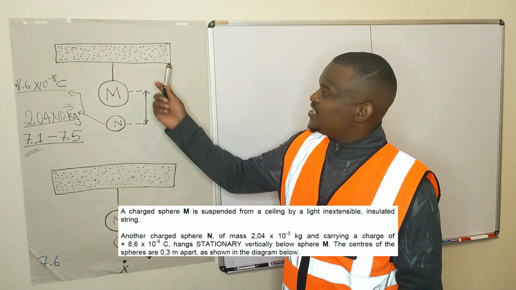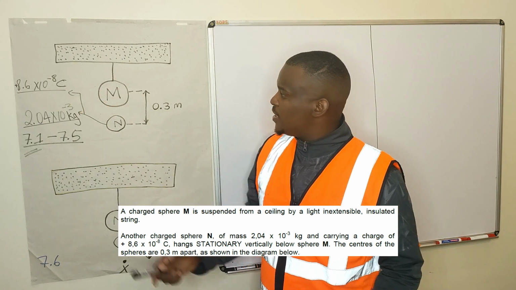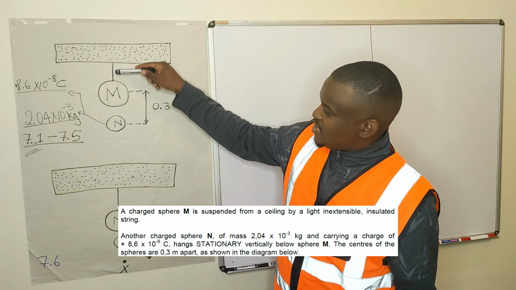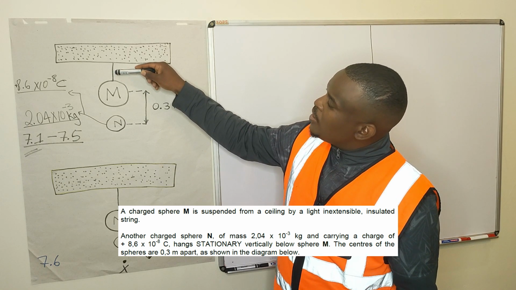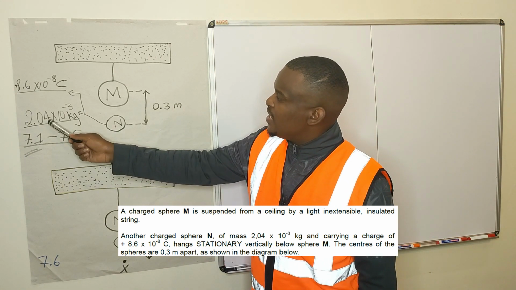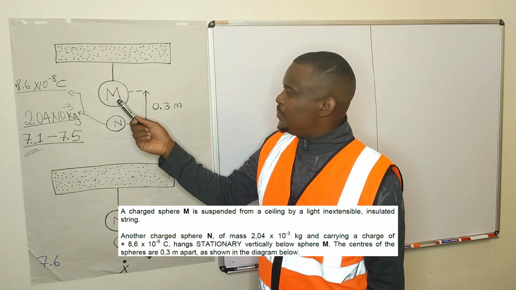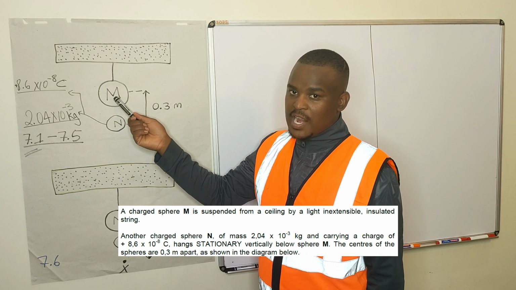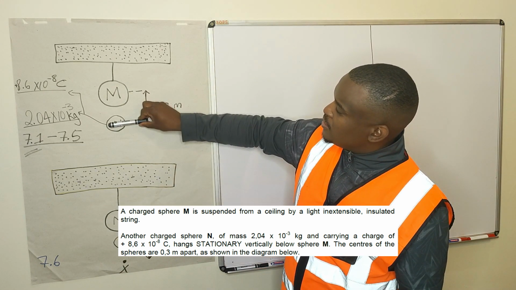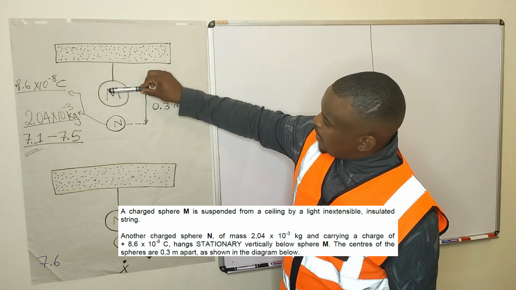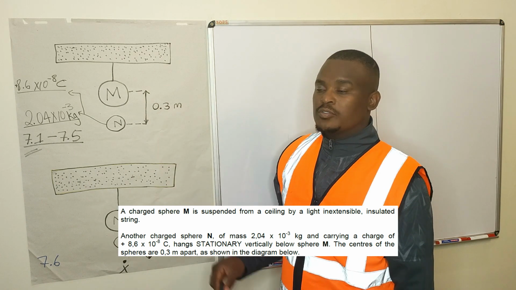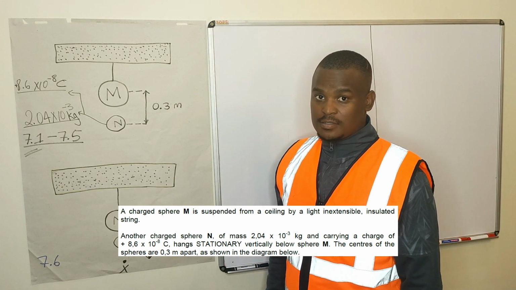So we have this situation here. This is your ceiling, and then you have your sphere M that hangs from this ceiling with this string here. You are told that another sphere N that has this mass and that charge hangs vertically below sphere M, and the distance between the centers of both spheres is 0.3 meters. Here is the center of sphere M. So the distance between these two spheres is 0.3 meters.